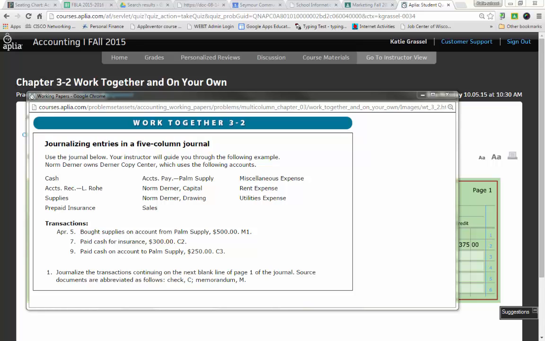Okay? Which one goes first? The debited one has to go first. If you list the credit one first, it'll be marked incorrect. Okay, so we have supplies and we have accounts payable, Palm Supply. So, Kate, which one is going to be debited? Yes.